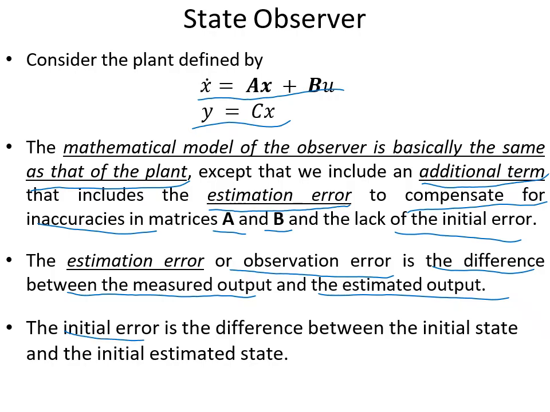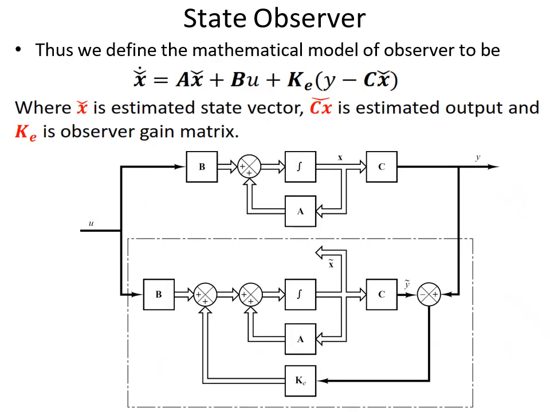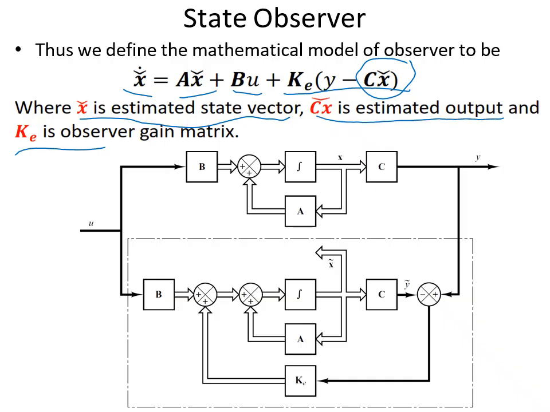The initial error is the difference between the initial state and the initial estimated state, using the state observer. We have x hat dot equals A x hat plus Bu plus Ke times (y minus Cx hat), where Cx hat is the estimated output. X hat is the estimated state vector, Cx hat is the estimated output, and Ke is the observer gain matrix, the gain matrix for the state observer.